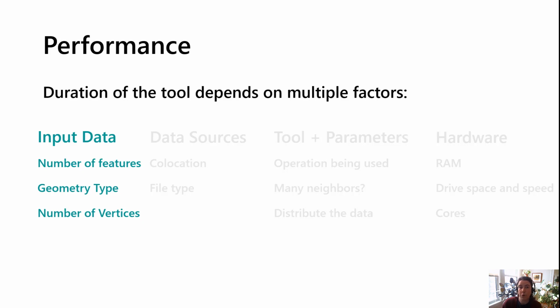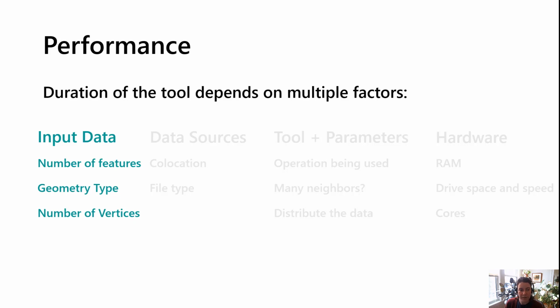It will be faster for points than it would be for the same number of polygons, for example. So the performance of the GeoAnalytics desktop tools depends on multiple factors. I've grouped them into four sections: your input data, your data sources, your tools and parameters, as well as your hardware. As much as possible in the documentation for the tools, we try and give you suggestions for how you can speed up performance if that's what you're most interested in.